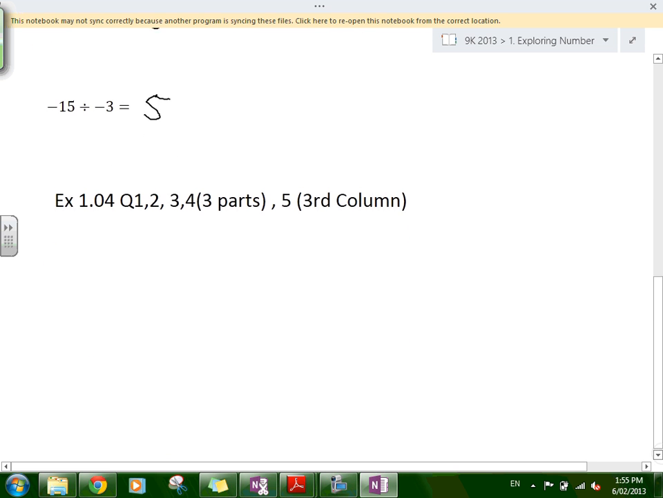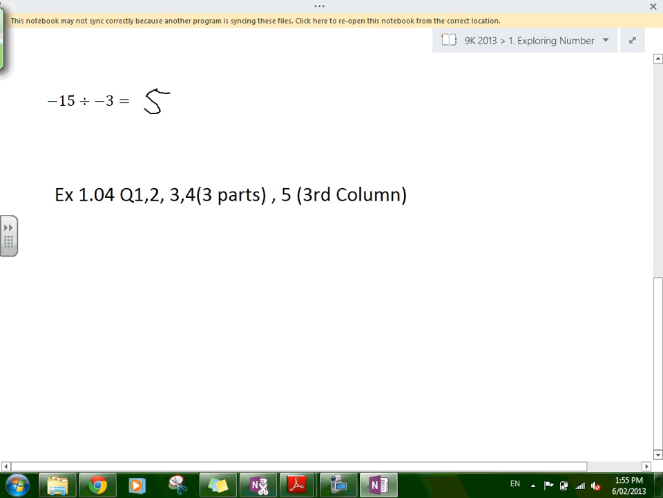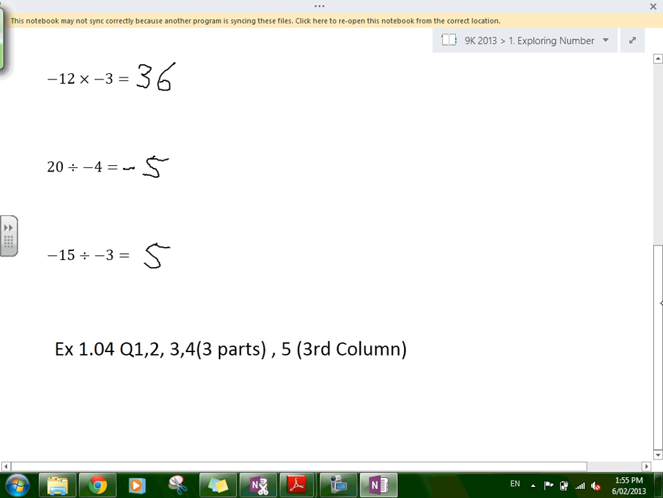Finish writing the examples. Exercise 1.04. Questions 1, 2, 3, and 4, do 3 parts of each. Question 5 could be A, B, C or B, C, D or E, F, G. Pick 3 parts out of it. And then the third column means there's 3 columns of questions. Do the third column. Can I suggest when you pick 3 questions, do 1 at the start, 1 in the middle, 1 at the end.